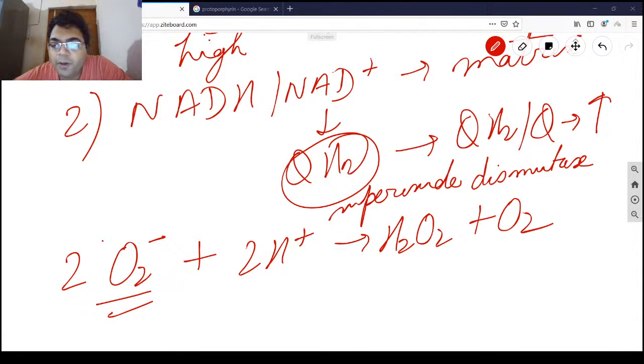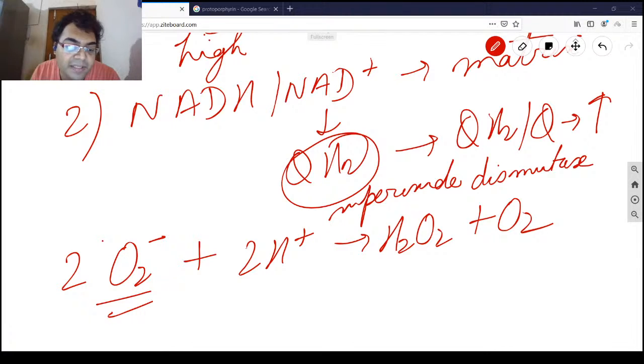Now the hydrogen peroxide produced will be rendered harmless later on by another enzyme known as glutathione peroxidase. Glutathione peroxidase will render it completely ineffective by converting it into H2O. So you can think of the conversion of H2O2 to H2O via glutathione peroxidase.